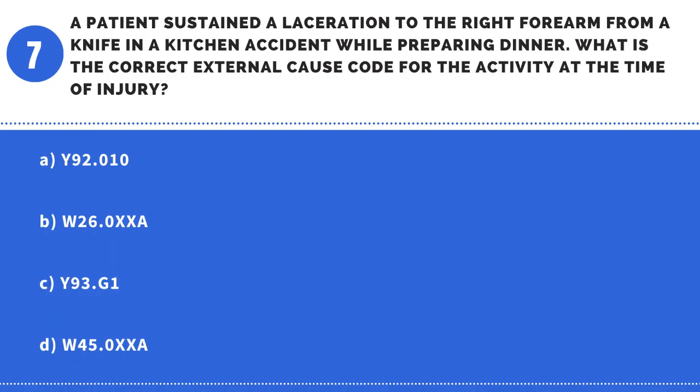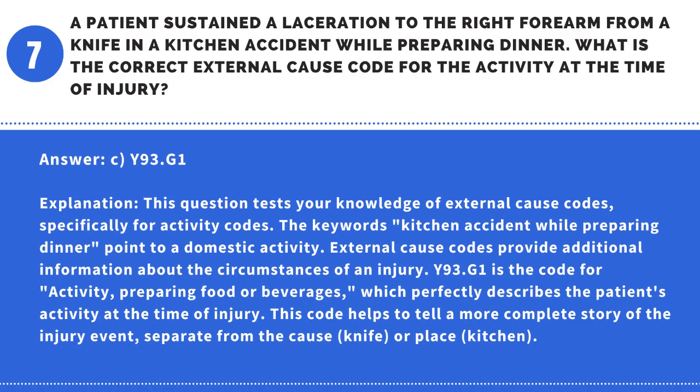Question 7. A patient sustained a laceration to the right forearm from a knife in a kitchen accident while preparing dinner. What is the correct external cause code for the activity at the time of injury? A. Y92.010. B. W26.0XXA. C. Y93.G1. D. W45.0XXA. Answer C. Y93.G1.